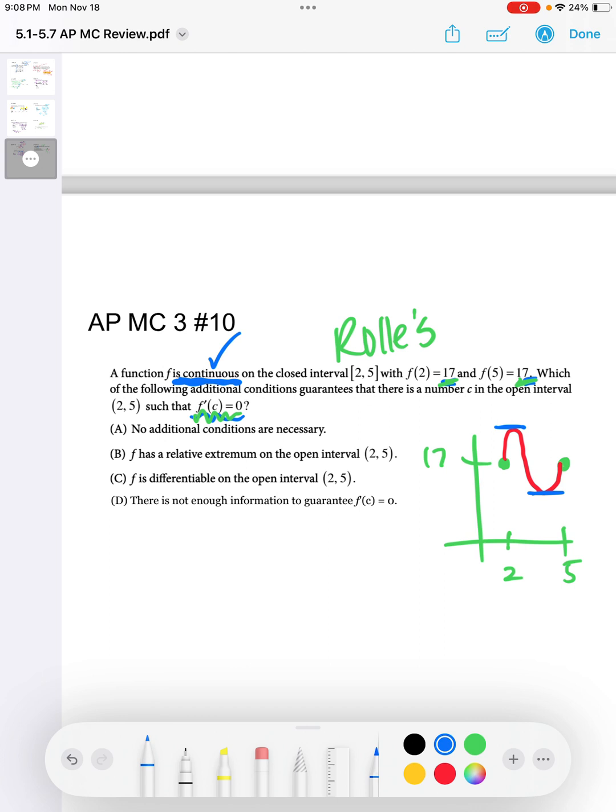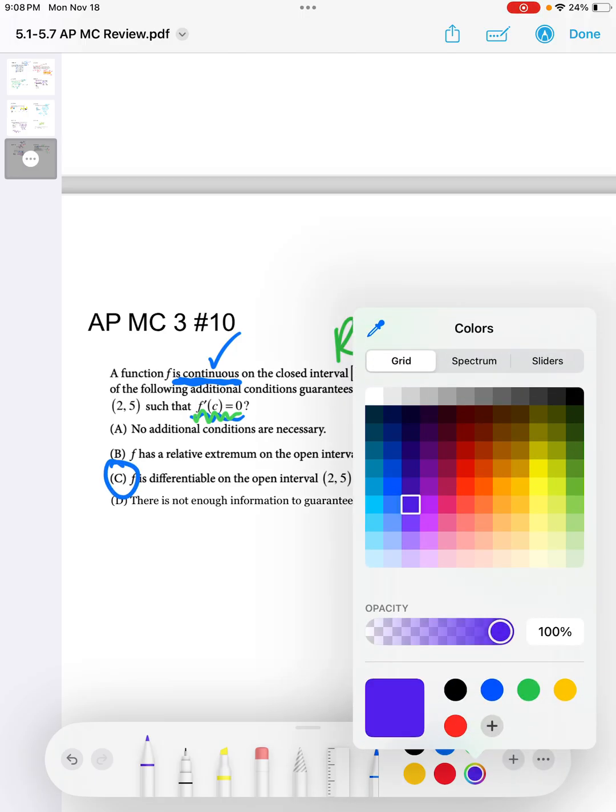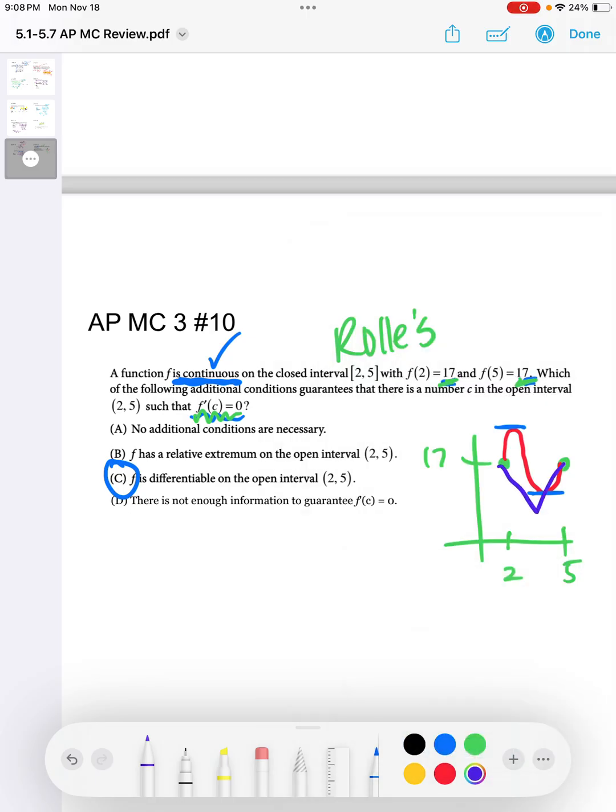The second piece, in order for us to use Rolle's, we have to make sure that it is differentiable. Because if this graph is not differentiable, let's say it has a cusp on it, now I can have two y values that are the same, but I don't ever have a slope of 0 because that cusp is not going to have a slope. It's not differentiable, and so I don't have Rolle's theorem able to work. So for 10, your answer is C. The function also needs to be differentiable on that open interval from 2 to 5.